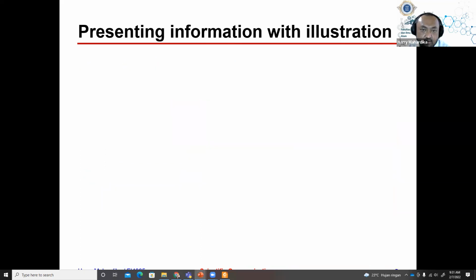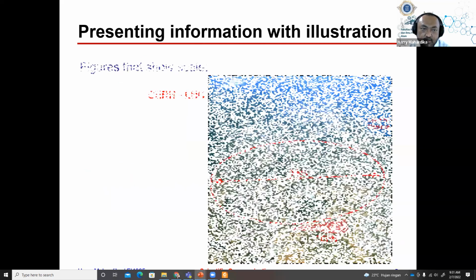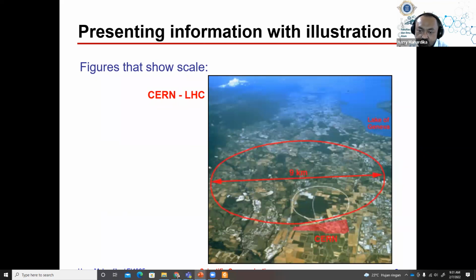Okay, so these are figures that show equipment, these are figures that show how things work, and these are figures that show scale. This is an illustration of an airborne map from the border of Switzerland and France, where the particle accelerator's tunnel is located. This basically gives us the location and also the scale of the particle accelerator itself, where the particle collision experiments are conducted in the area.